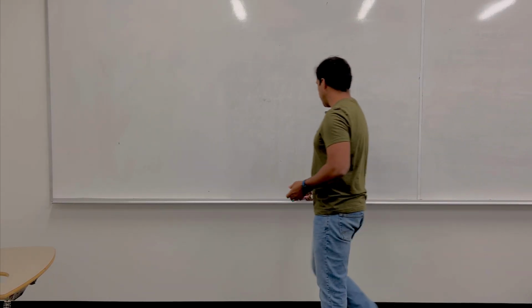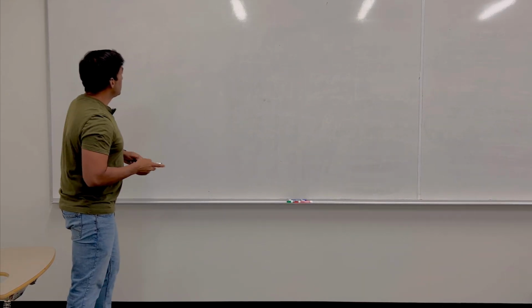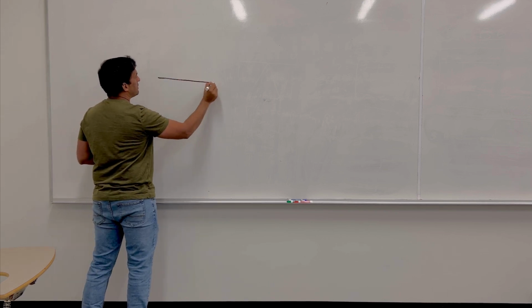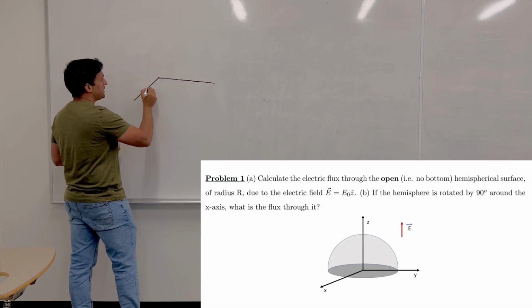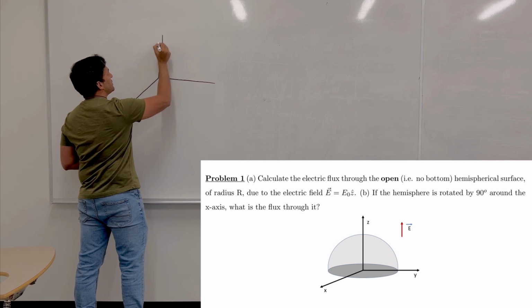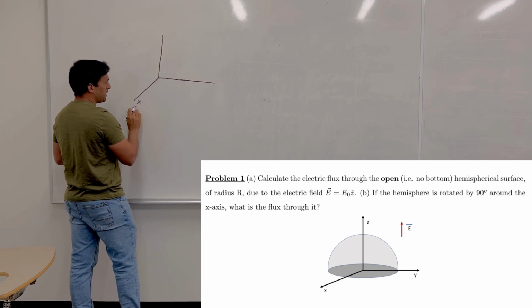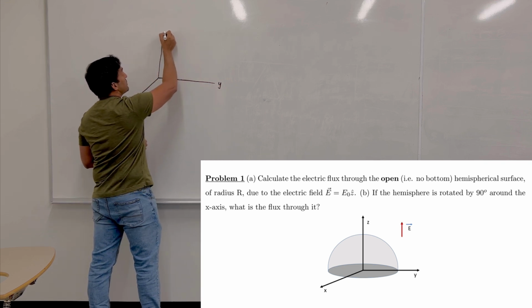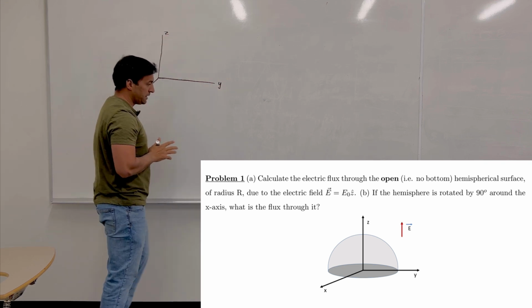Okay, so let me quickly draw the diagram. So we have an x, y, z coordinate system, and in this coordinate system, this one is x, this one is y, and this one is z, as defined in the diagram.